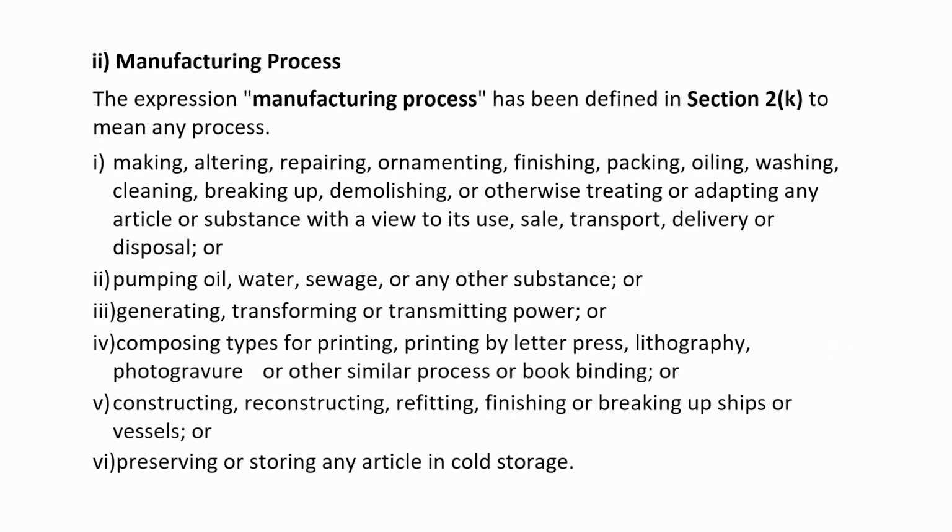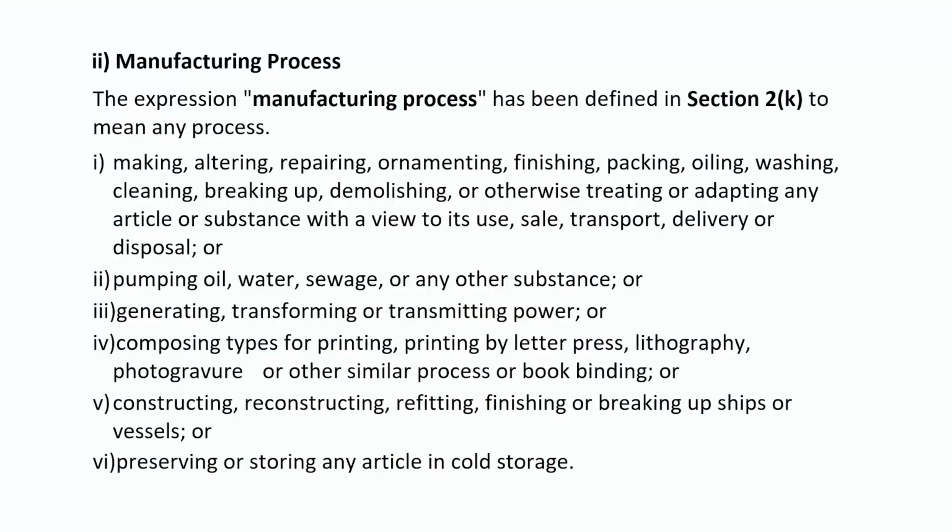Now the second definition is manufacturing process. This definition is very, very important and it has been defined in section 2(k) of the Factories Act. A list has been cited under this act of what we would call the manufacturing process. Either the process is making, altering, repairing, ornamenting, finishing, packing, oiling, washing, cleaning, breaking up, demolishing, or otherwise treating or adapting any article or substance with a view to its use, sale, transport, delivery or disposal. So if the intent is to use the item for use, sale, transport, delivery or disposal, then we can say this is the manufacturing process.